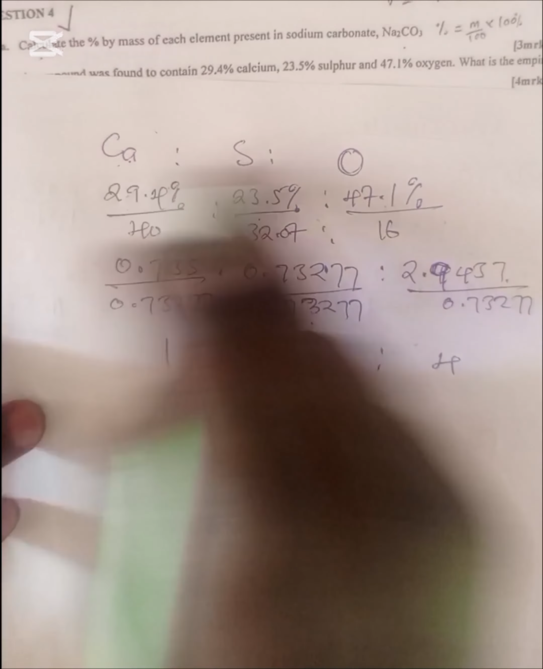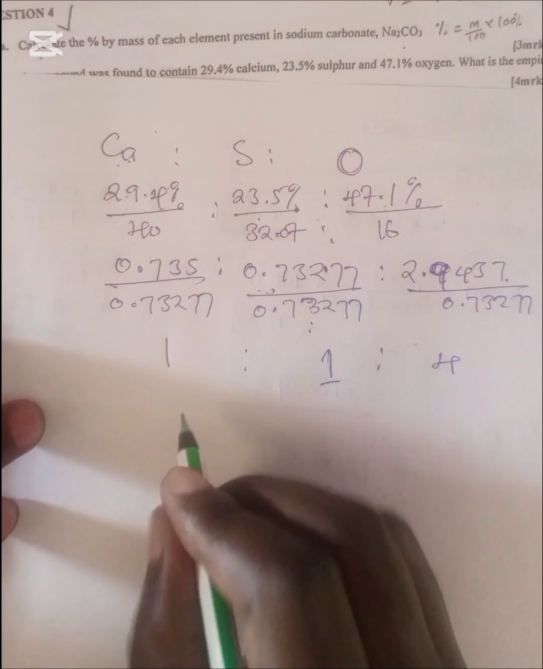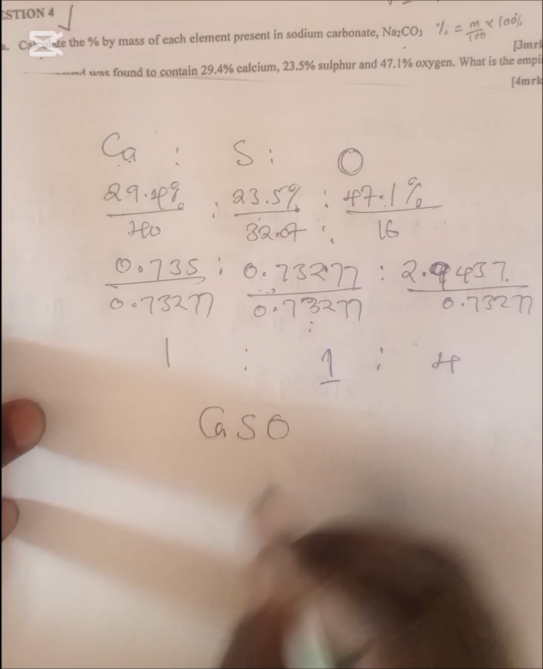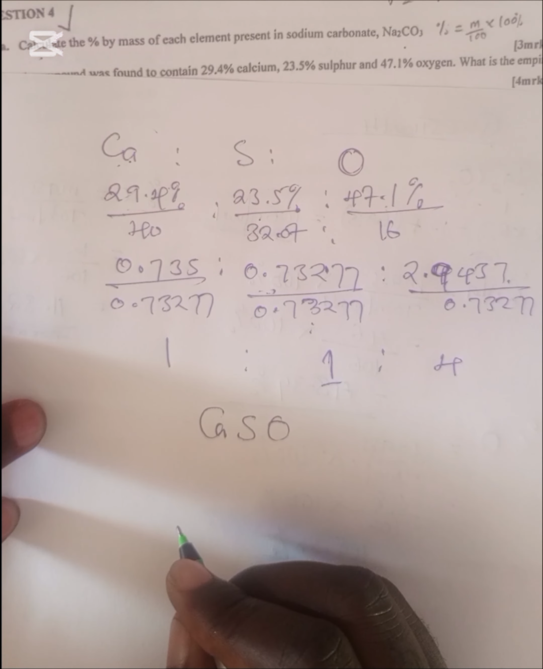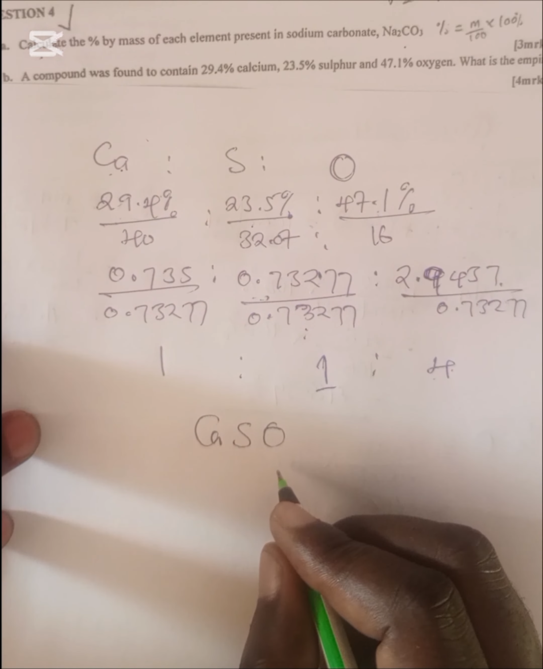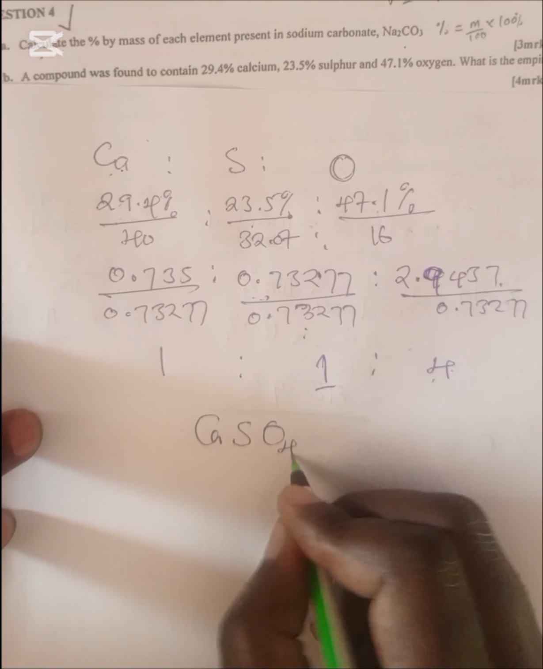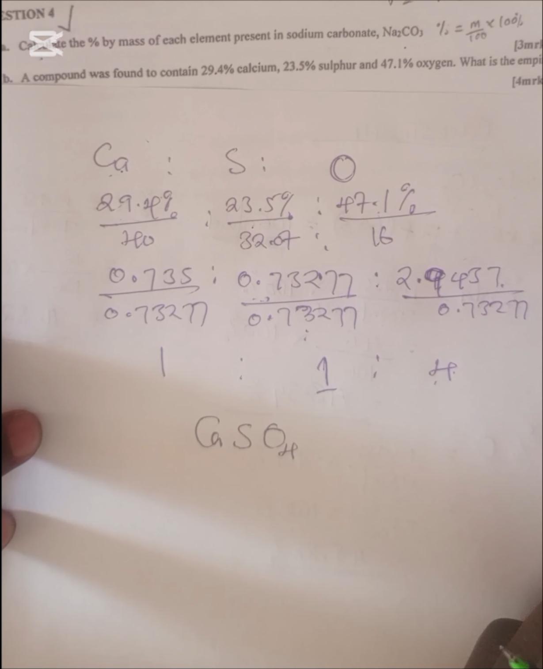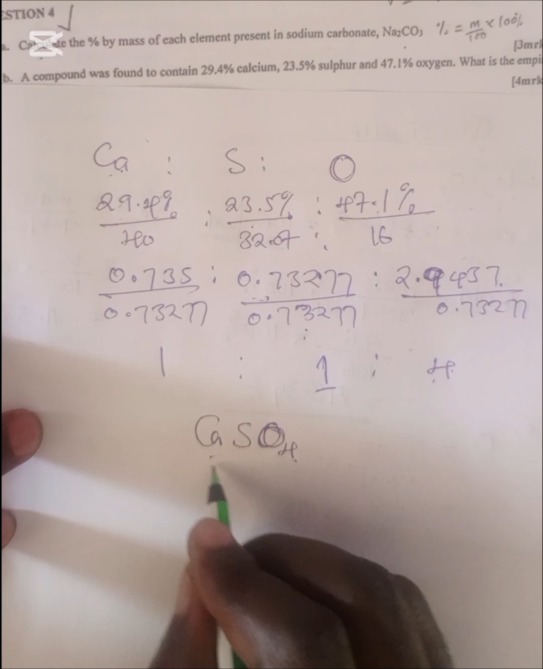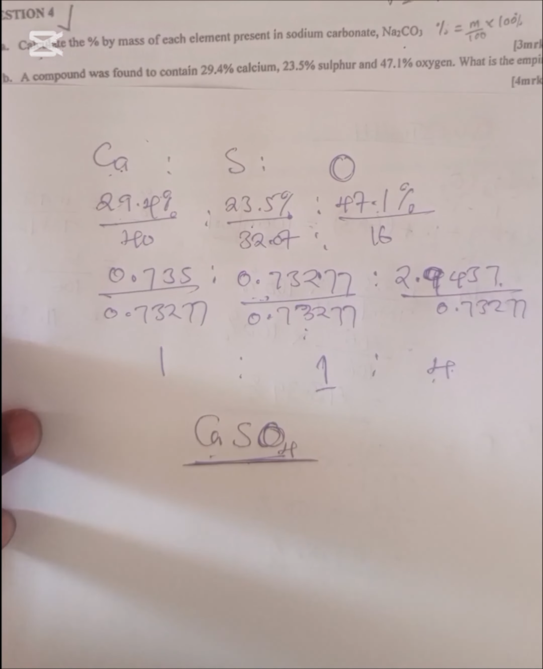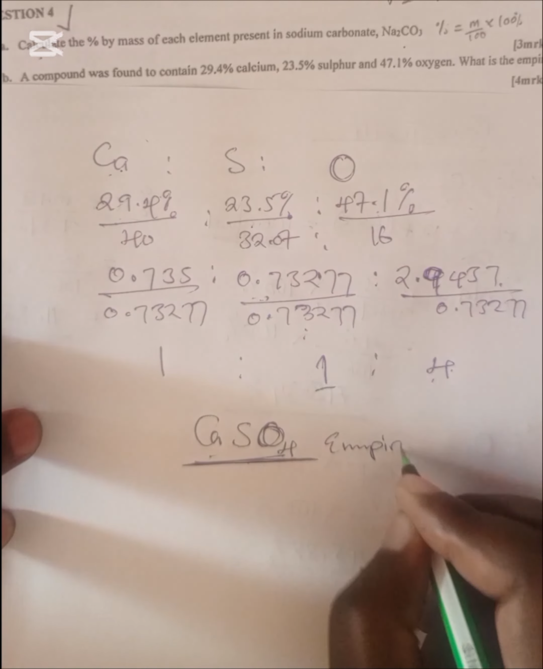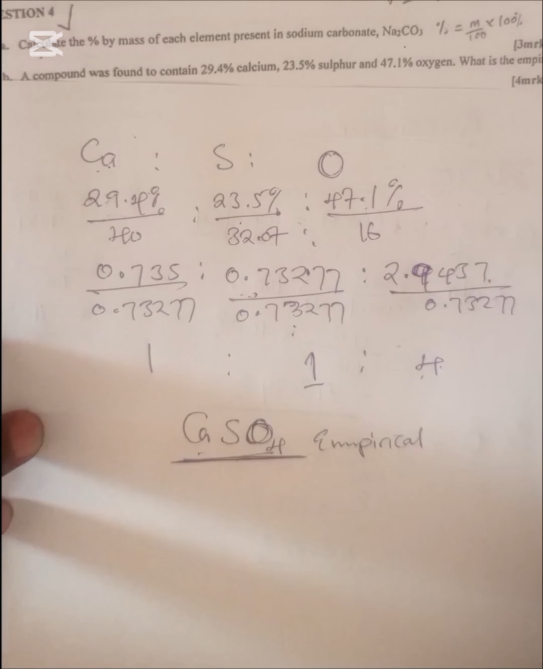So therefore you bring the elements together. We have calcium, sulfur, oxygen. What we have here is actually 4, so put our 4 like this. You see that what you formed is actually calcium sulfate, which is a salt. So this is your empirical formula.